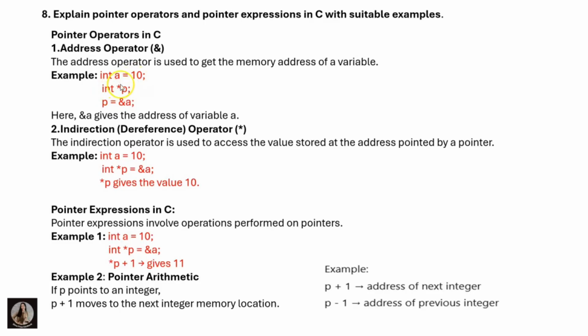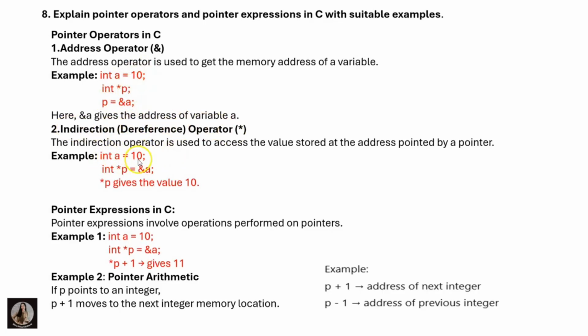Int a is equal to 10. Int asterisk p is equal to address of a. It will give the memory address of that a. Here address of a gives the address of variable a. Here the indirection or dereference operator means asterisk. The indirection operator is used to access the value stored at the address pointed to by the pointer. Clear? To access that I will use this indirection or dereference operator.